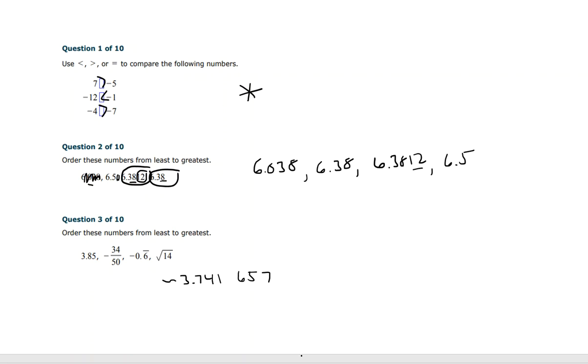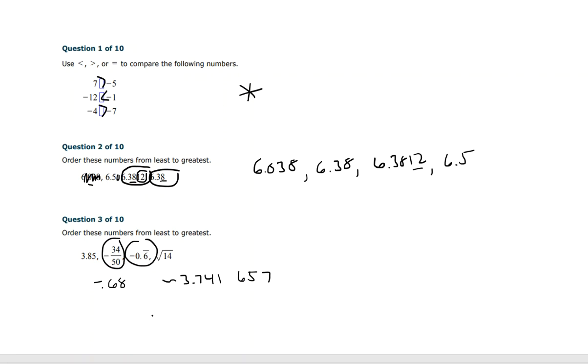Okay, so 34 over 50, let's change that to a decimal by taking the 34 and dividing by 50, and that gives us 0.68 negative. Okay, so now we can order from least to greatest. Okay, so we have two that are negative. We have this one and we have this one.